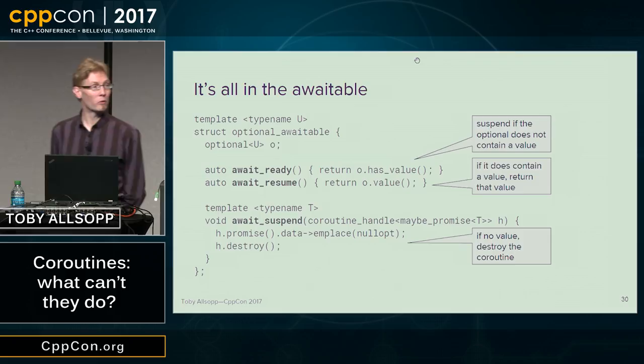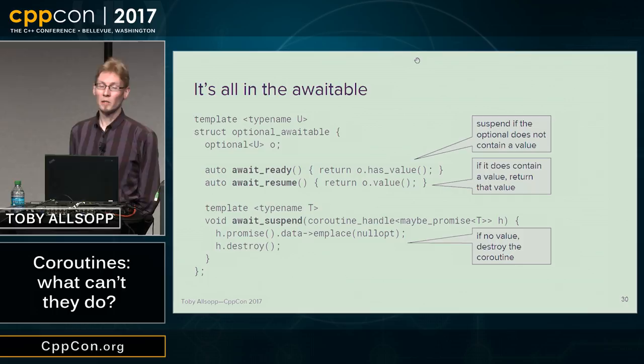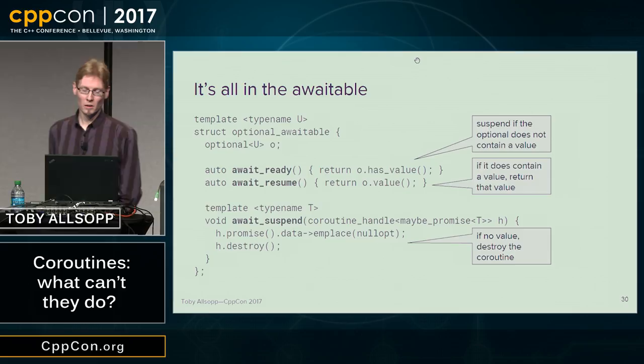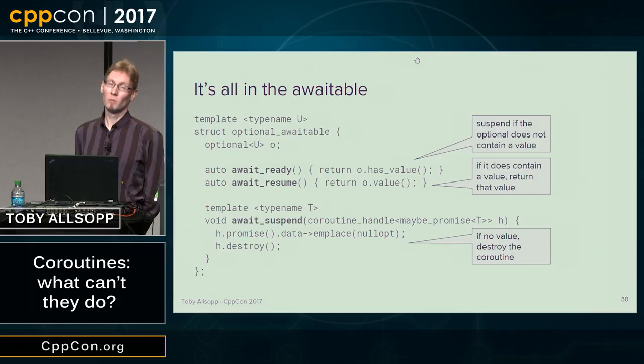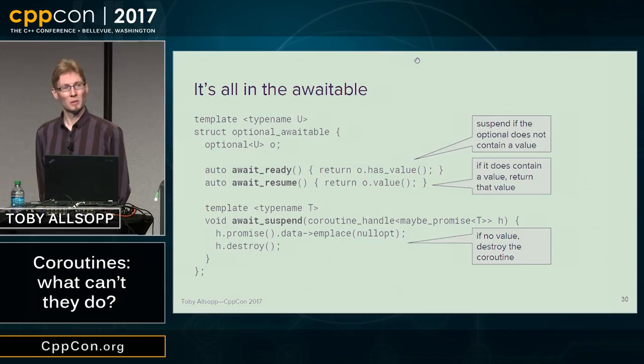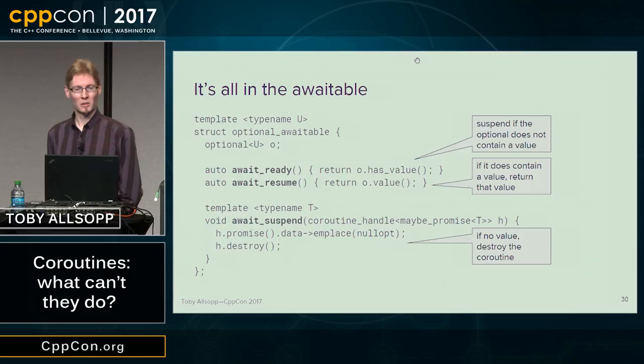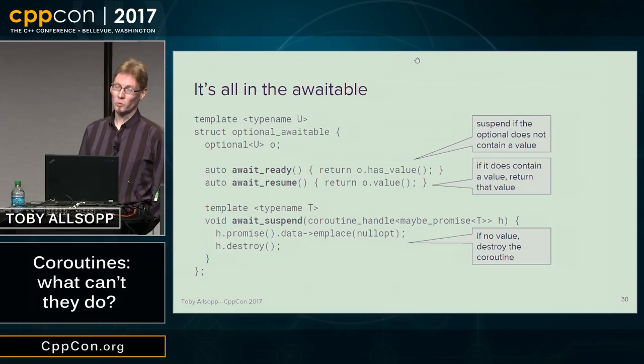If the optional doesn't have a value, then we go into await suspend, and we get given a handle to the coroutine, and then we just destroy the coroutine. And we tell the promise somehow that we're going to return an empty optional. That bit's a bit tricky. I haven't mentioned that here. There's code on GitHub if you want the gory details of how that works. But we destroy the coroutine, which means that we don't execute the rest of it.